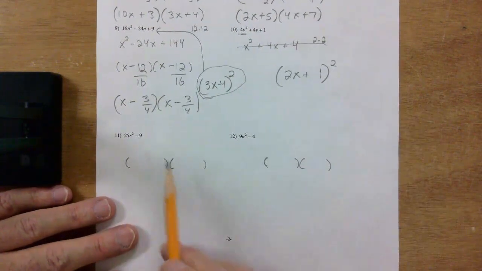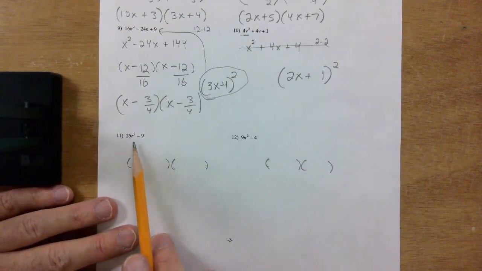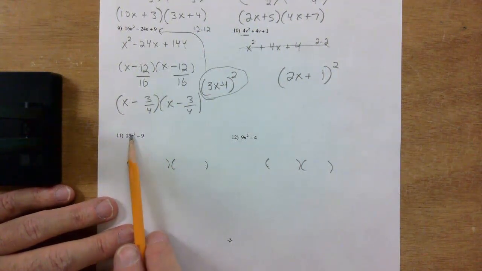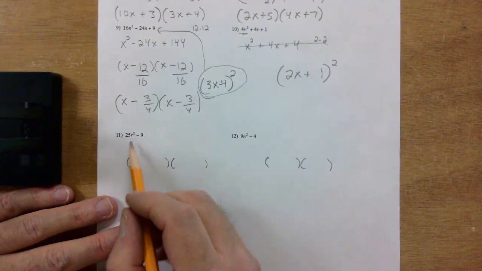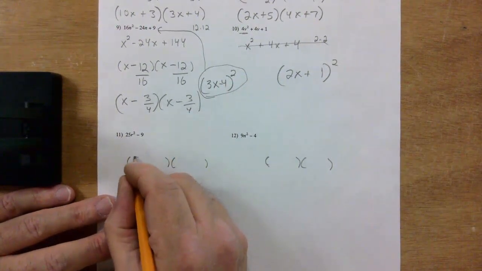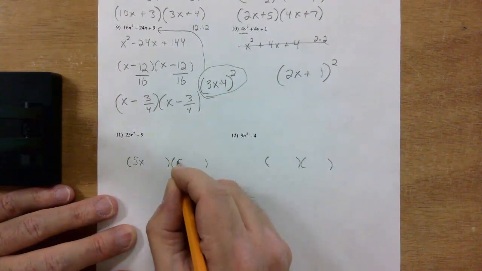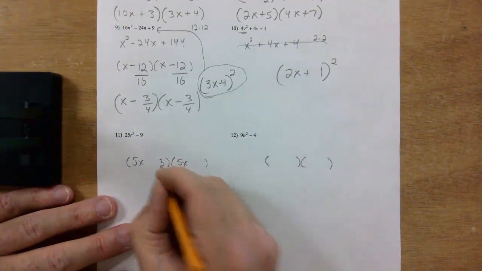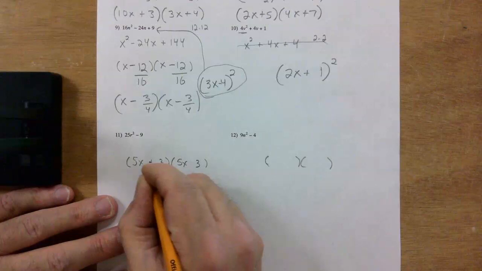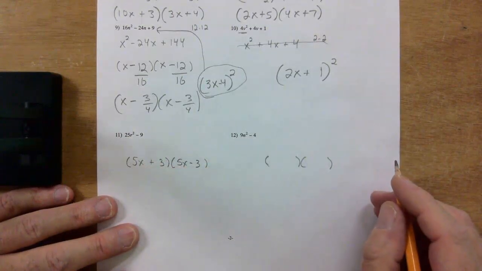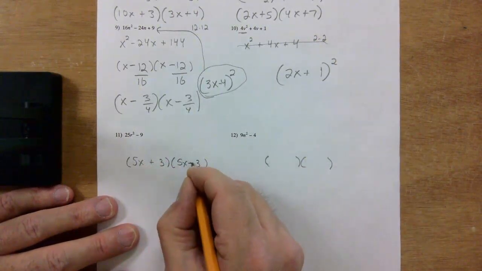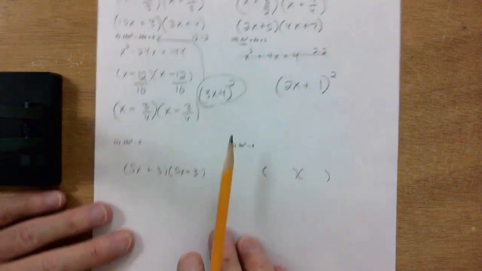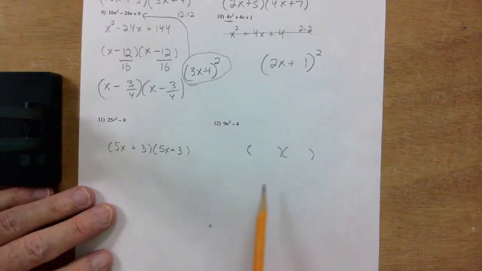I don't do the same with 11 and 12, but these aren't perfect squares. They're the difference between two squares. The square root of 25x squared is 5x. Put it here and here. The square root of 9 is 3. Put it here and here. One's a plus and one's a minus. Again, up here, they're both the same sign because it's a perfect square. But 11 and 12, they're different.